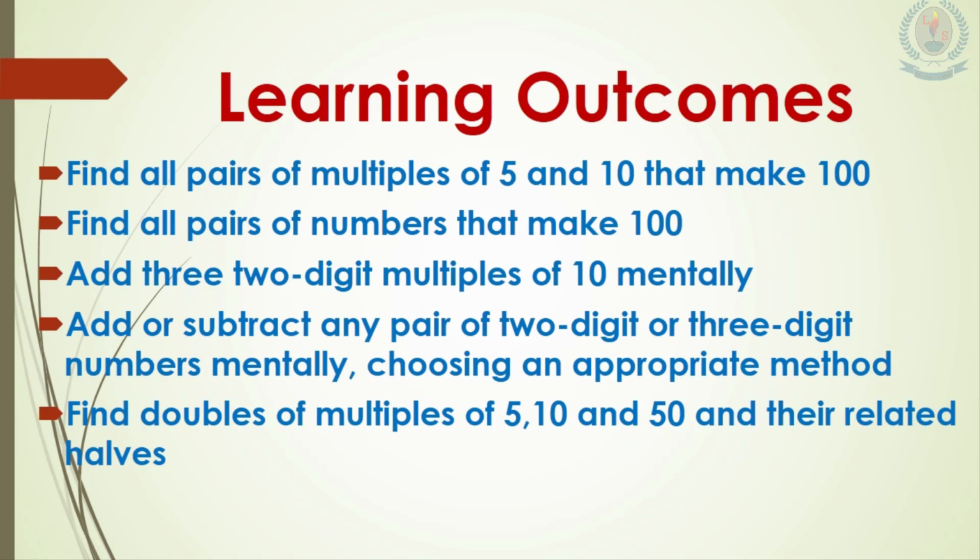Learning Outcomes. Find all pairs of multiples of 5 and 10 that make 100. Find all pairs of numbers that make 100. Add 3 two-digit multiples of 10 mentally. Add or subtract any pair of 2-digit or 3-digit numbers mentally, choosing an appropriate method. Find doubles of multiples of 5, 10 and 50 and their related halves.